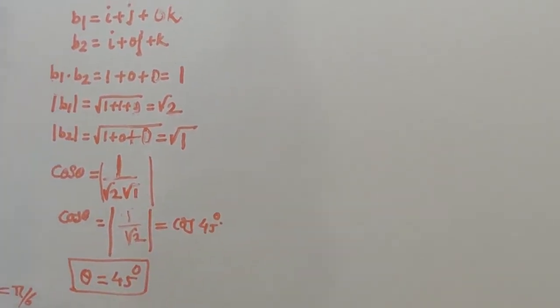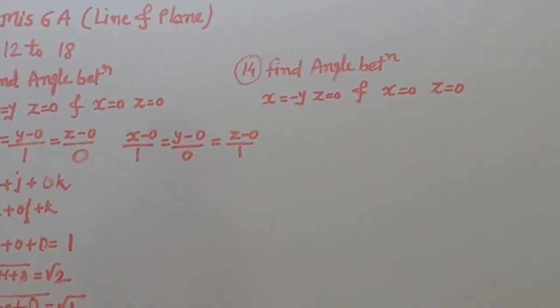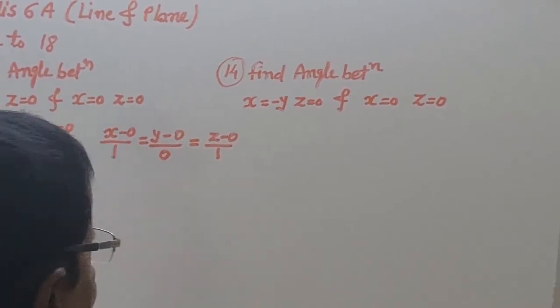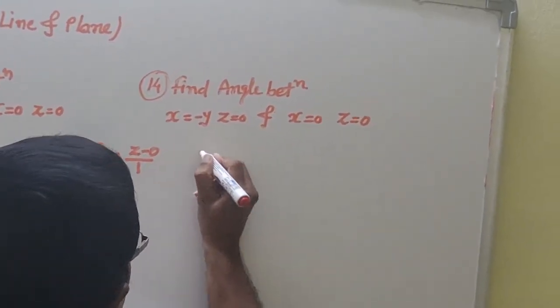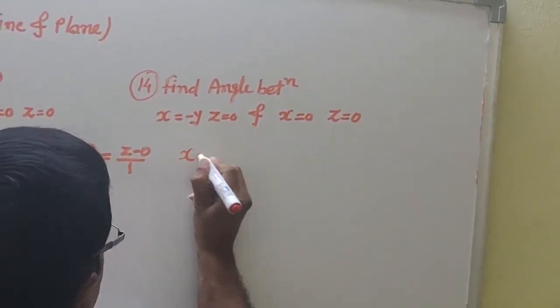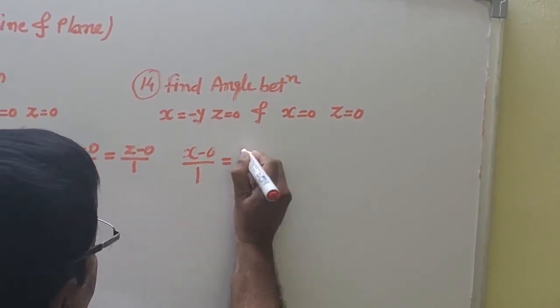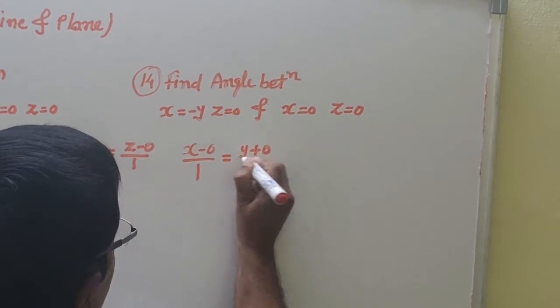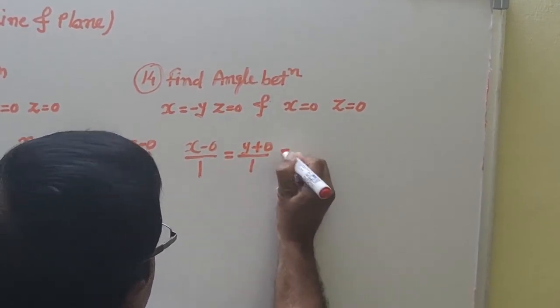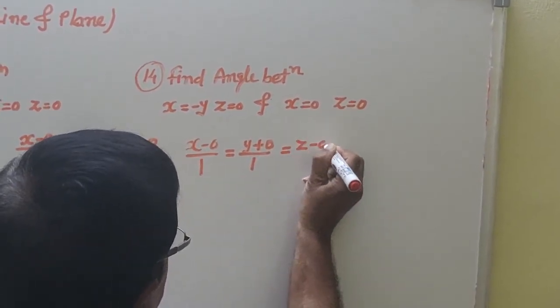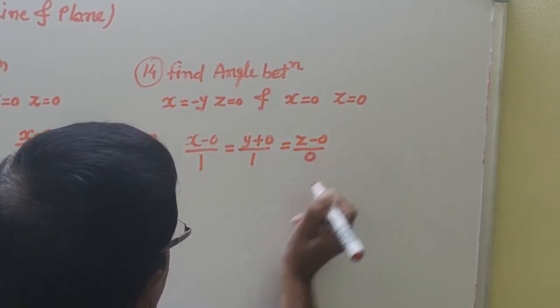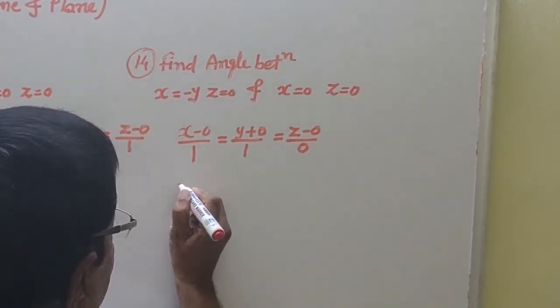Now we will go to solve the 14th problem. Find the angle between the lines. This equation can be written as (x minus 0)/1 = (y plus 0)/1 = (z minus 0)/0, because z is given as 0.